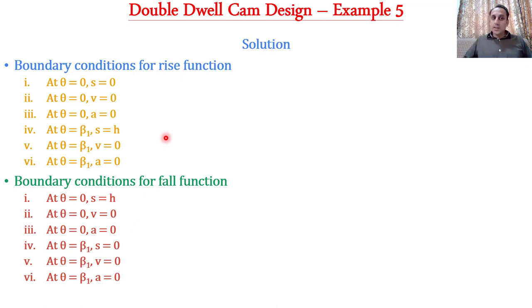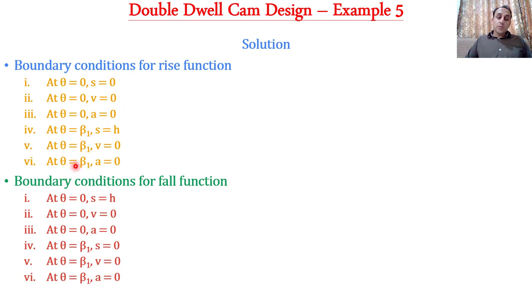So what are the 6 boundary conditions for the rise function? Those are, when theta is equal to 0, at the start of the rise function, what should be the value of displacement? That should be 0. What should be the value of velocity? That should be 0. What should be the value of acceleration? That should be 0. Otherwise, if the velocity and acceleration are not zero, then the velocity and acceleration functions will be discontinuous. So that's why. So these are the 3 boundary conditions at the start of the rise function.